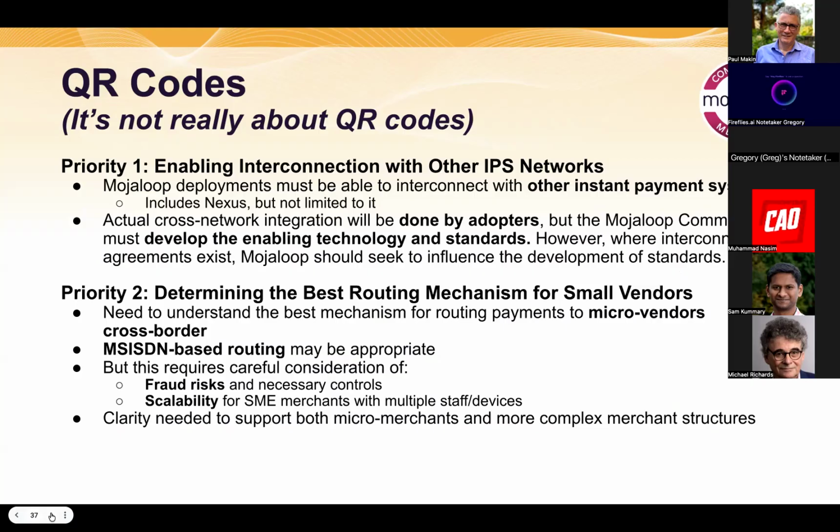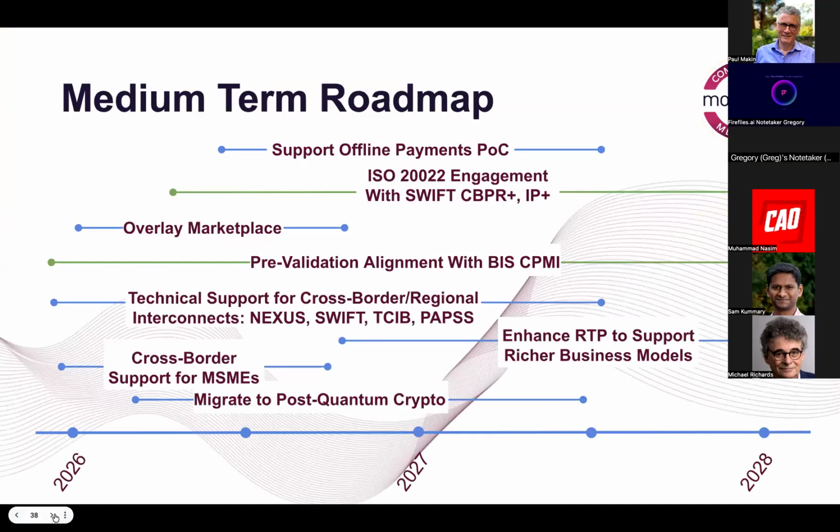MSISDN may be appropriate, but we really need to think about fraud and scalability. So we need clarity around the need to support micro merchants and the more complex merchant structures. So a large merchant with multiple outlets, multiple tills within each of those outlets, we need to be able to support them. So that's the medium-term roadmap, supporting offline payments.